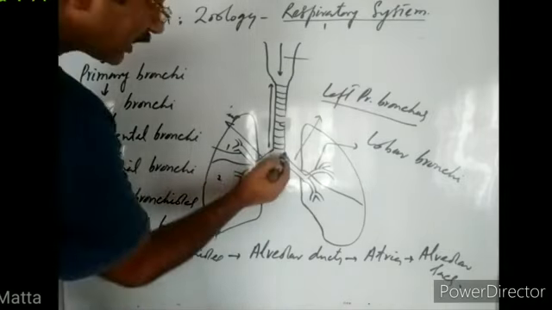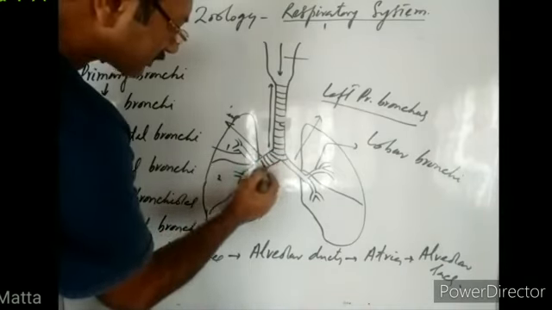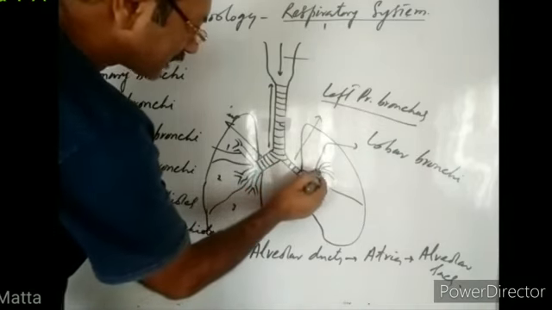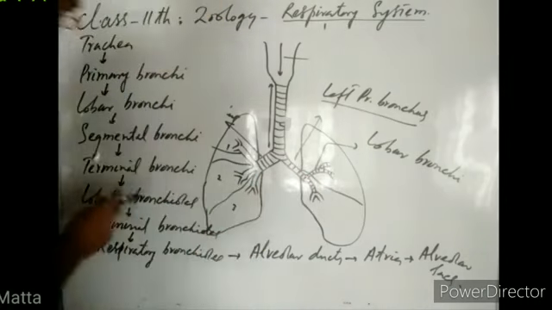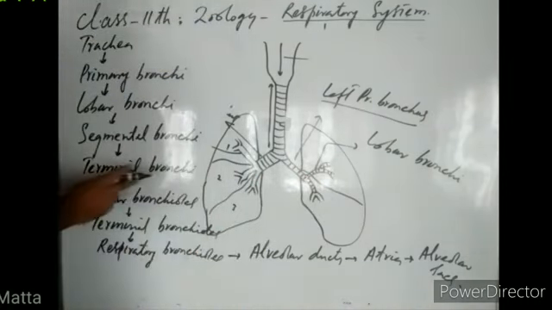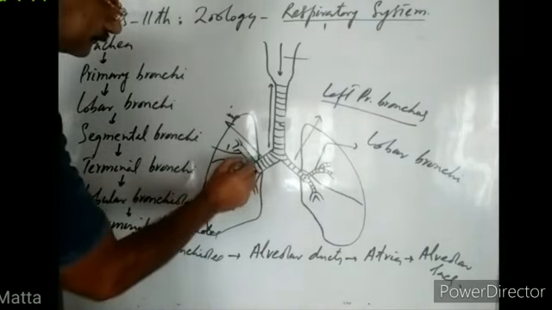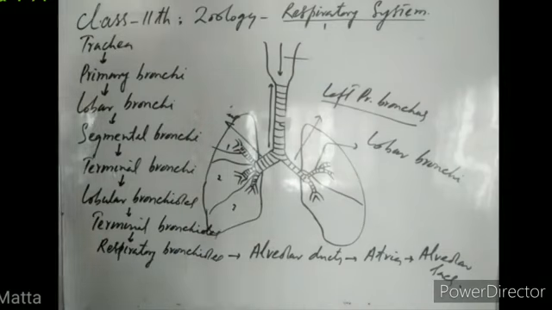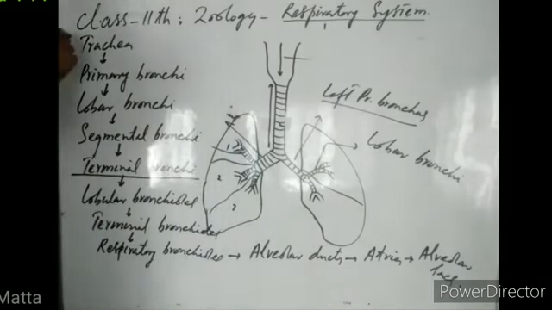It is up to the level of terminal bronchi that we find these incomplete C-shaped cartilaginous rings. Sorry, bronchioles do not have cartilaginous rings. Bronchioles are without cartilaginous rings. So cartilaginous rings are only present from the trachea up to this level.